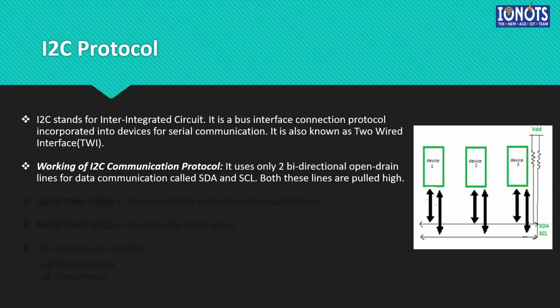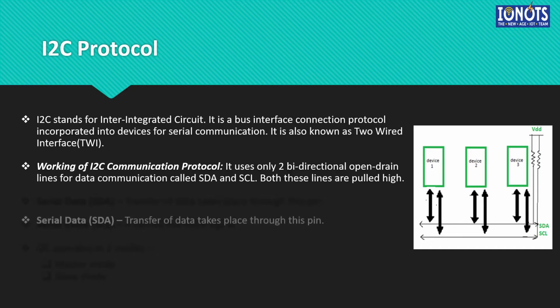Now both these lines are initially pulled high. Pulled high implies they are connected to a higher voltage level by the resistors which are shown over there. These resistors are known as pull-up resistors. Why are they pull-up resistors? Because they are connecting the line to a higher voltage, that is VDD voltage level. VDD is the higher end voltage.